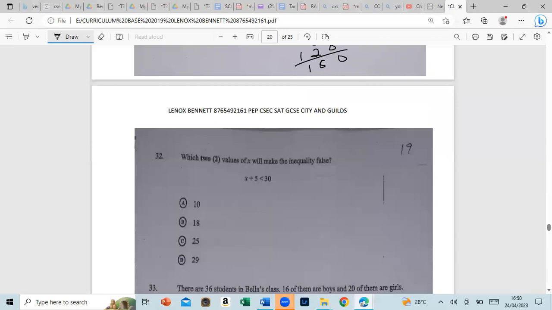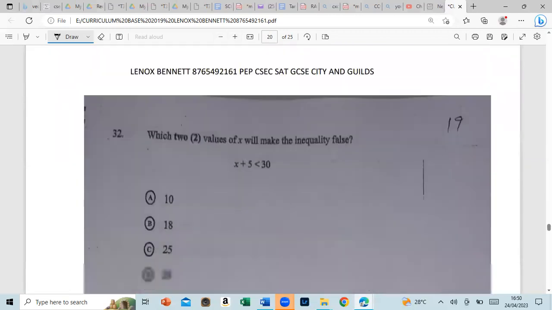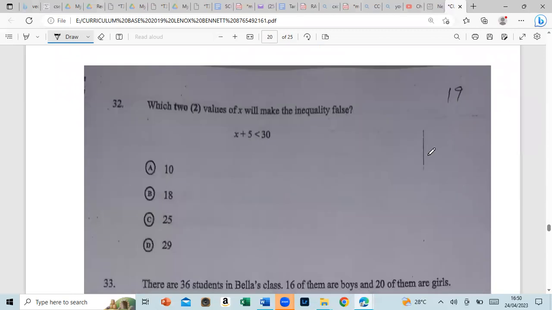Which two values of x will make the inequality false? So it is saying that when you add x to a number, the result should be less than 30. So let's see which of these numbers, when you add it, makes it true. Greater than 30, basically. Alright? So make it false, not true.